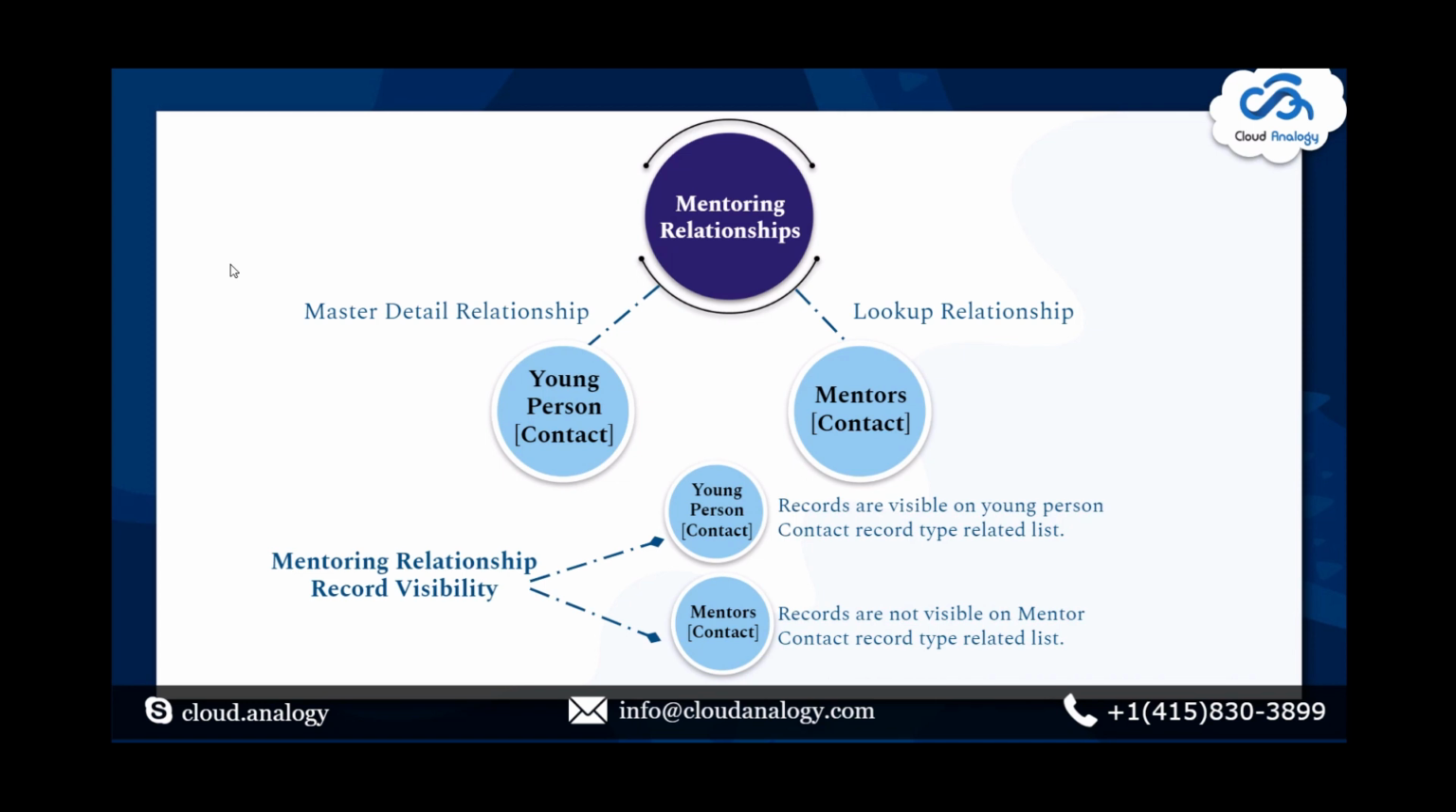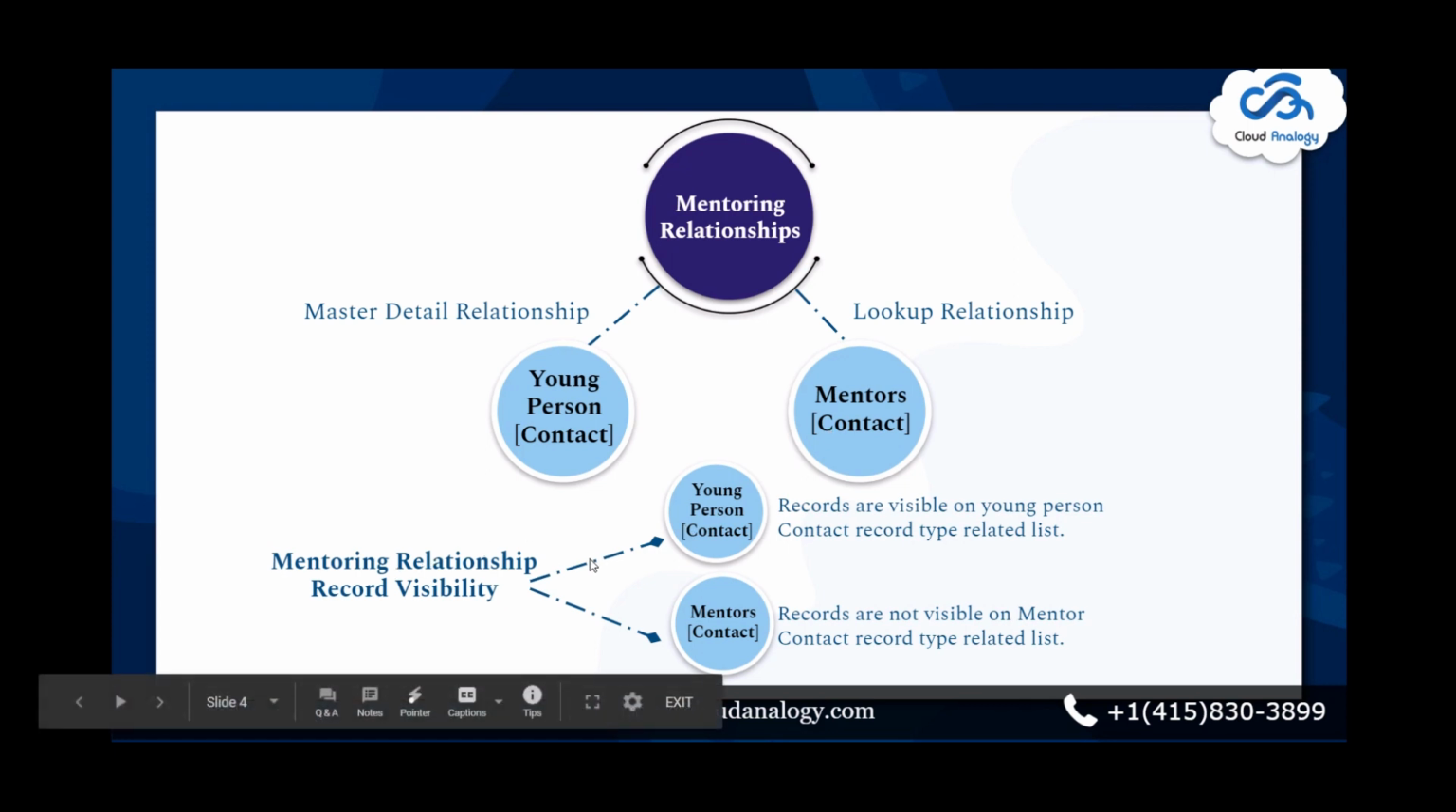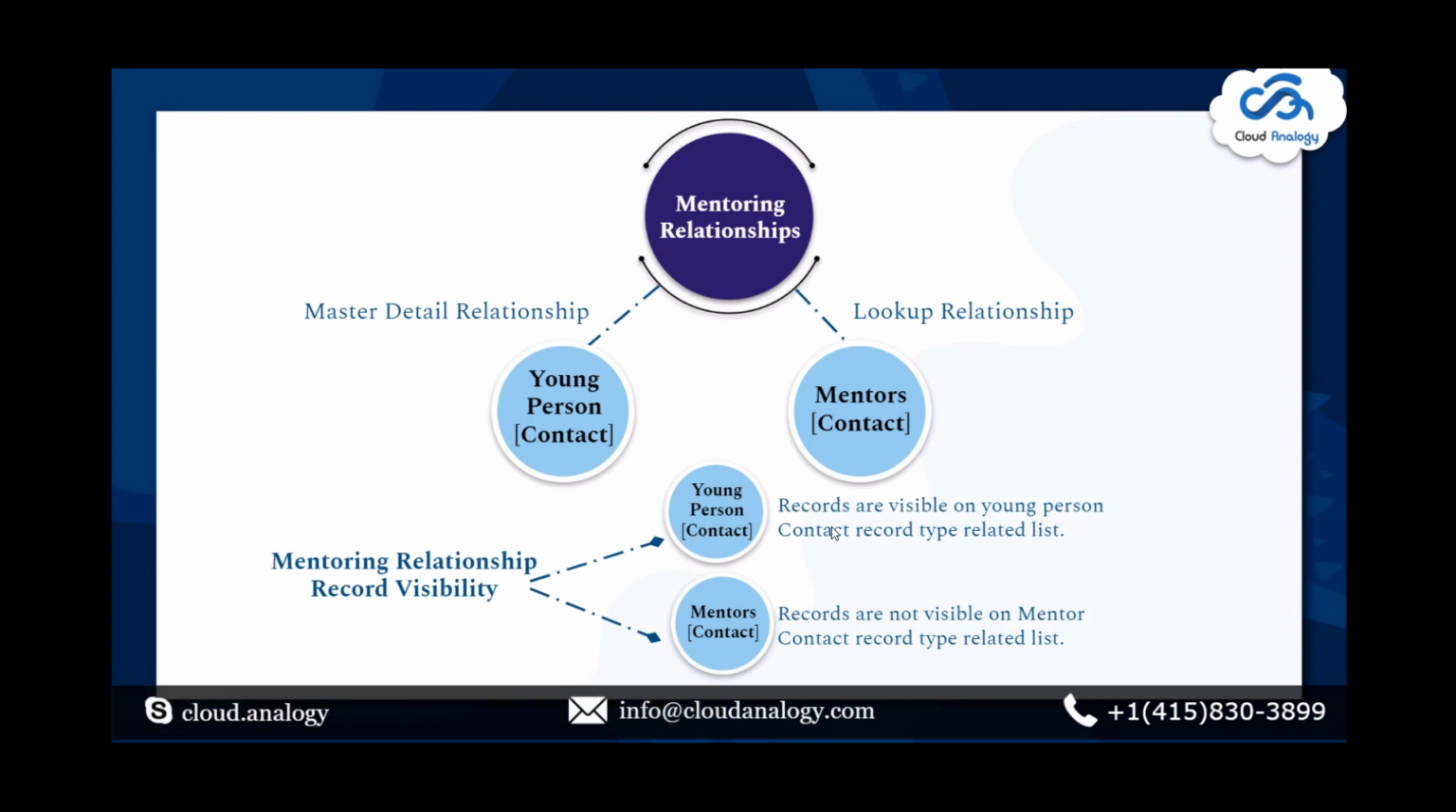In the diagram you can see that in the mentoring relationship, contact has two relationships: a master detail relationship and a lookup relationship. The master detail relationship is with the young person contact record type, and the lookup relationship we identify with the mentors. If we talk about record type visibility, records are visible on the young person contact record but not on the mentor record of contacts.